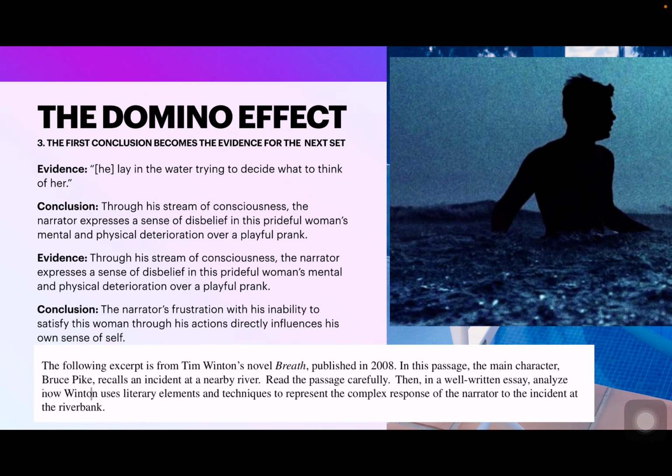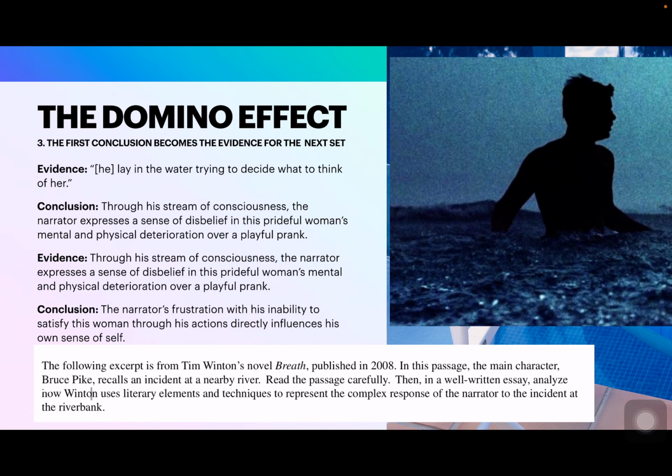Let's take a look at the domino effect. I like this one. This one's fairly simple. It says number 3 is the first conclusion becomes the evidence for the next set. So for example, if my piece of evidence, and I don't recall which line I got this in, says he lay in the water trying to decide what to think of her. Now remember, I have the prompt at the bottom of each slide so that you can always refer to it. And so my first conclusion is, through his stream of consciousness, the narrator expresses a sense of disbelief in the prideful woman's mental and physical deterioration over a playful prank. That's the conclusion that I'm drawing.